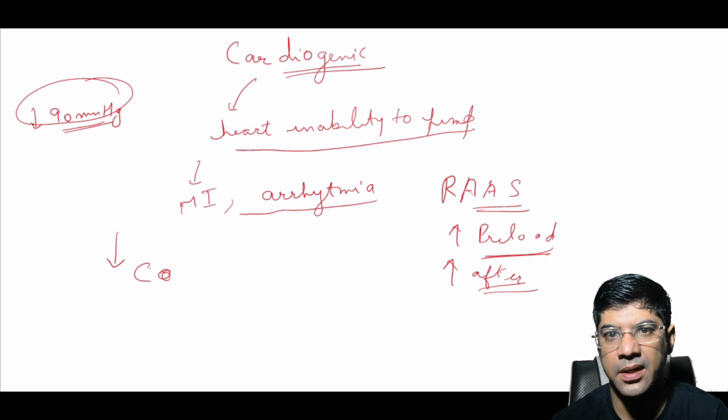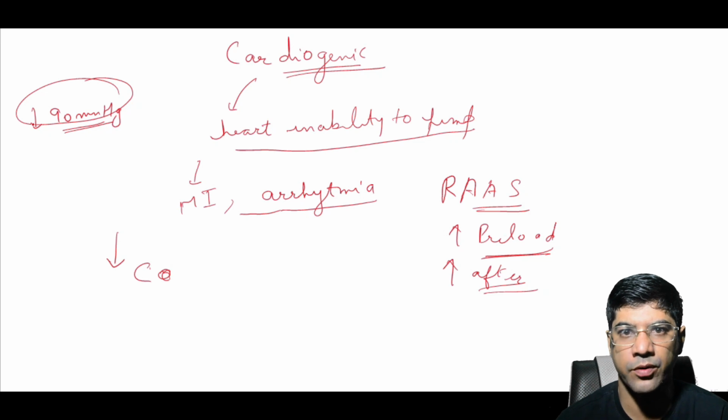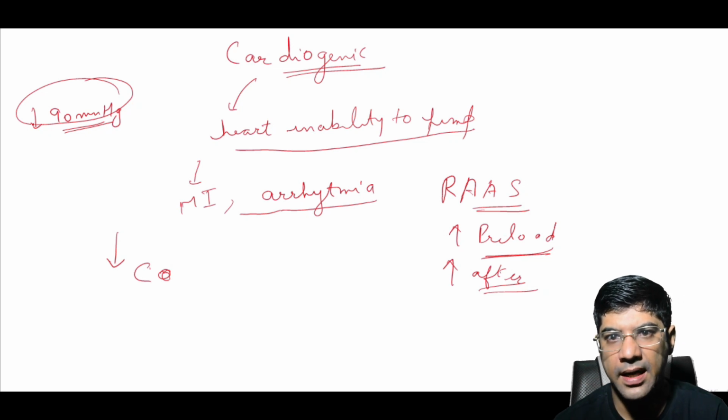So diagnosis can be done with the help of ECG, echocardiogram, or invasive monitoring with a pulmonary artery catheter, which can provide detailed information about the cardiac output, preload, afterload, and systemic vascular resistance. Now coming to the management of cardiogenic shock.